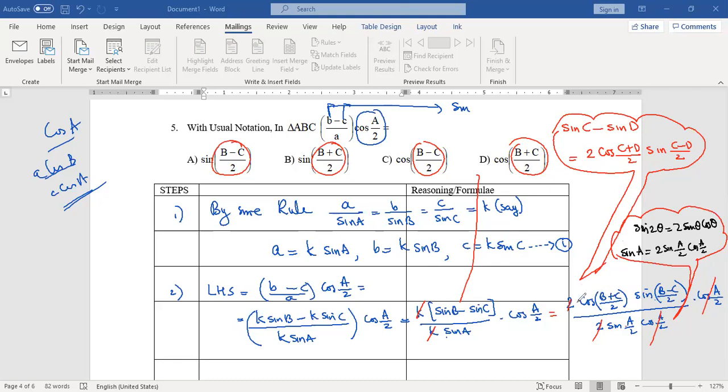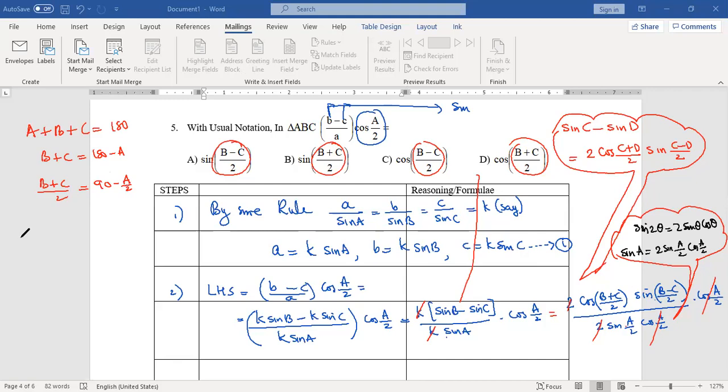What is the relationship between these two? Anybody? What is a plus b plus c? 180 degrees. So what is b plus c? 180 degrees minus a. What is (b plus c) by 2? 90 minus a by 2. Is it right? Yes, sir. So now replace (b plus c) by 2 by 90 minus a by 2.